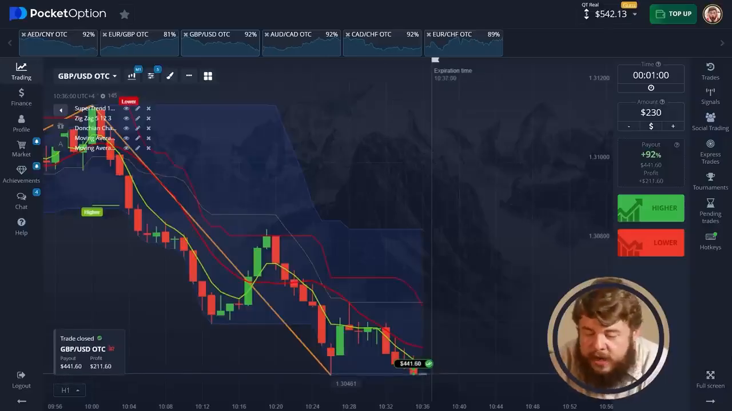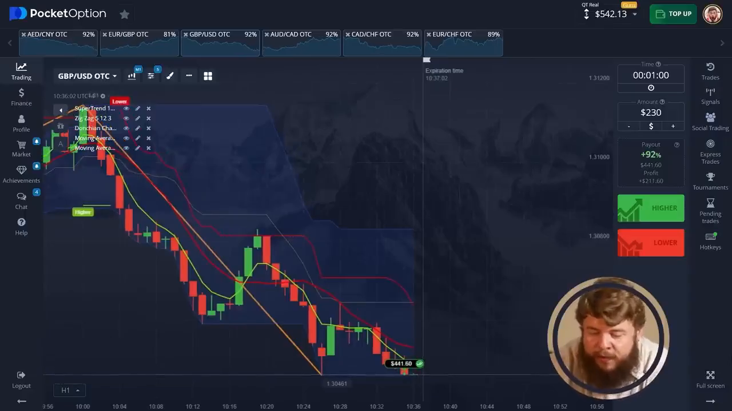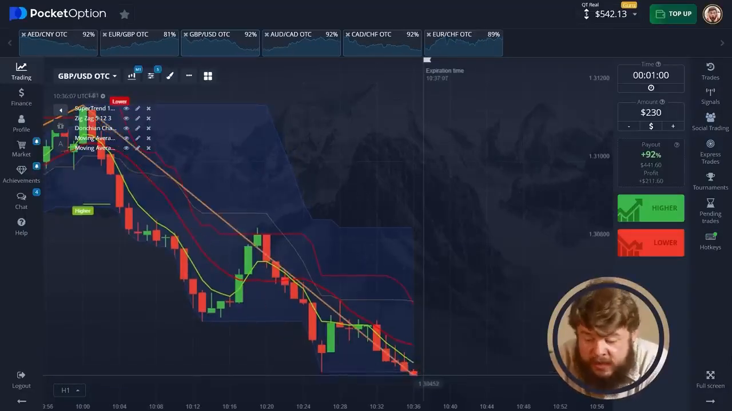Okay, guys, so this trade is also closed with profit, and we have around $542 in the account. This is quite a nice result, to be honest.